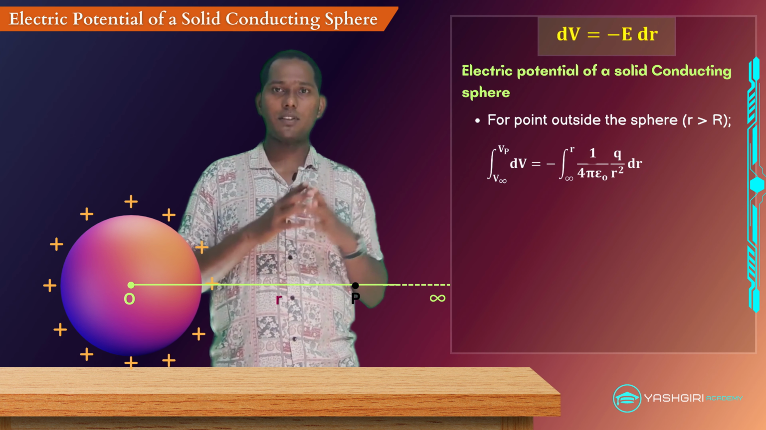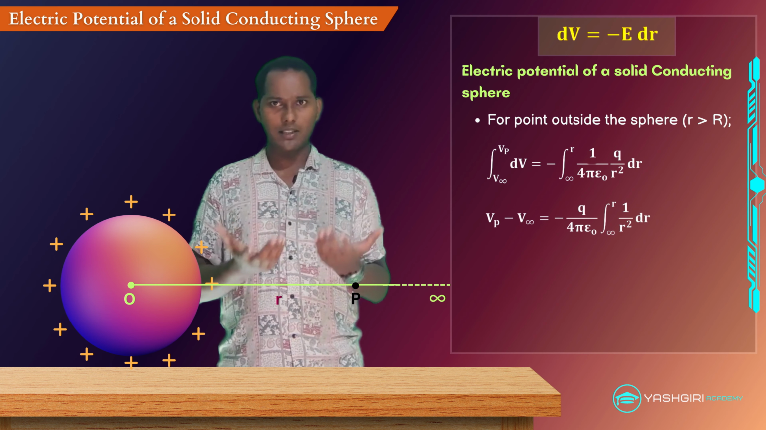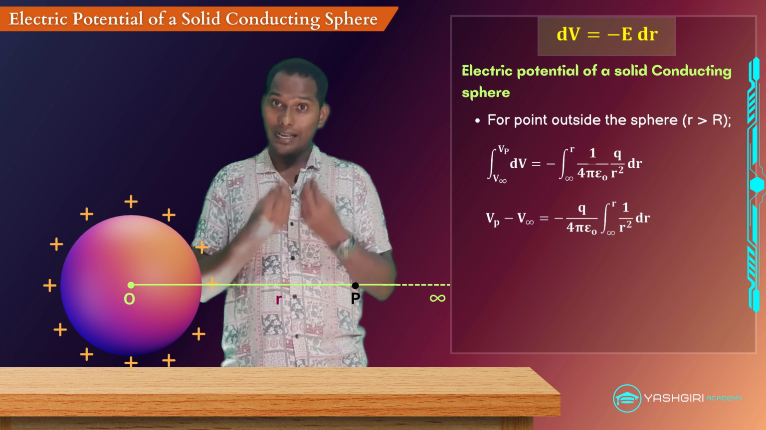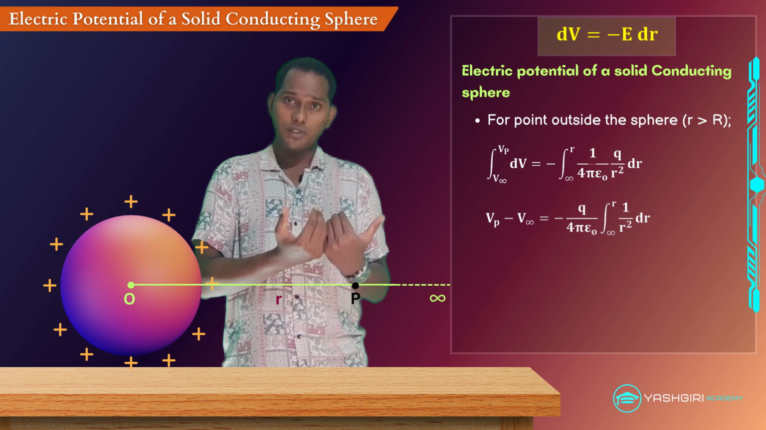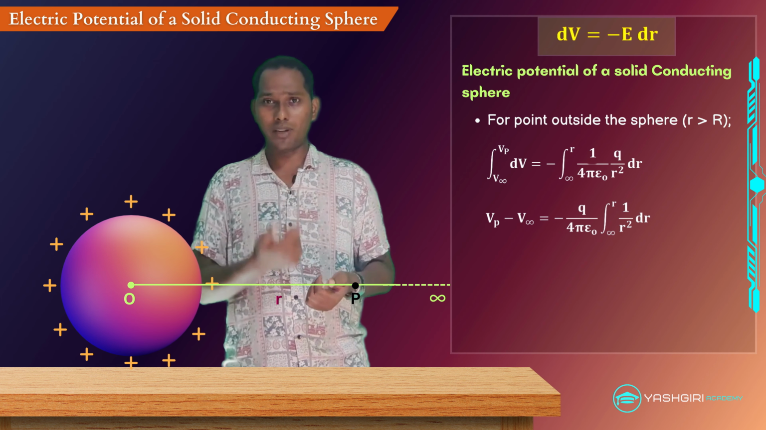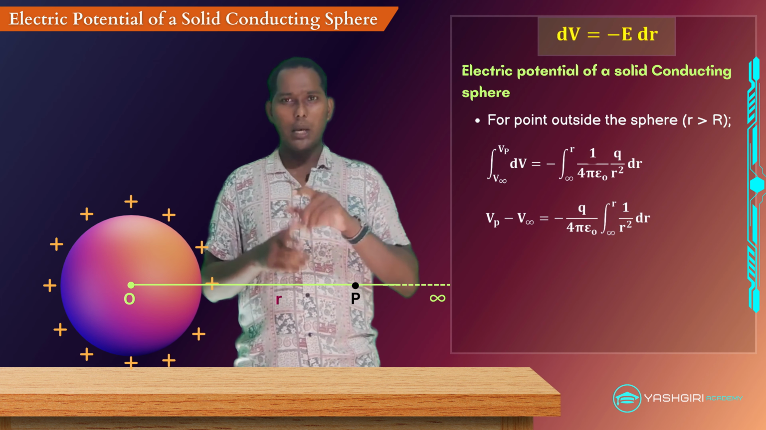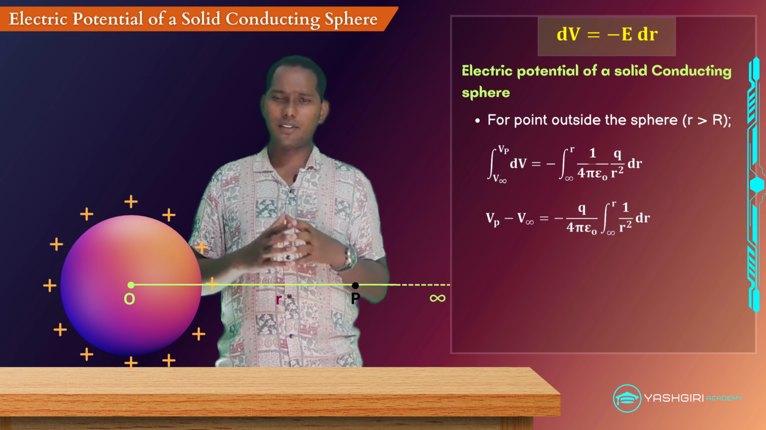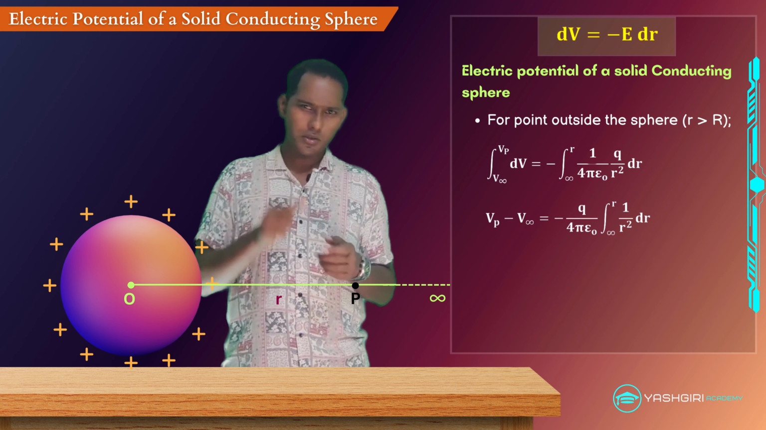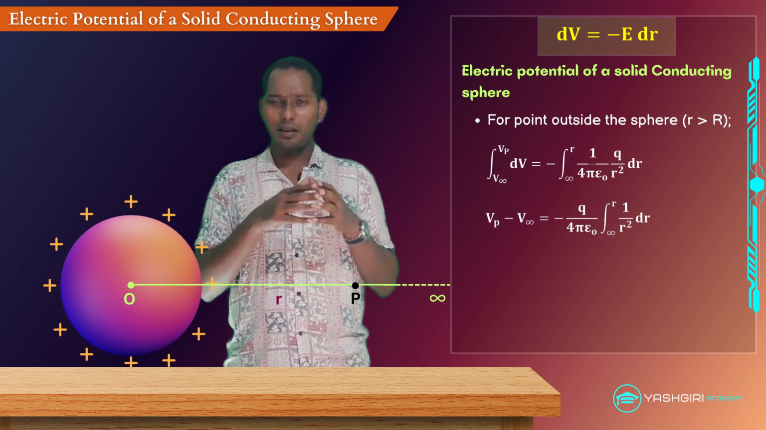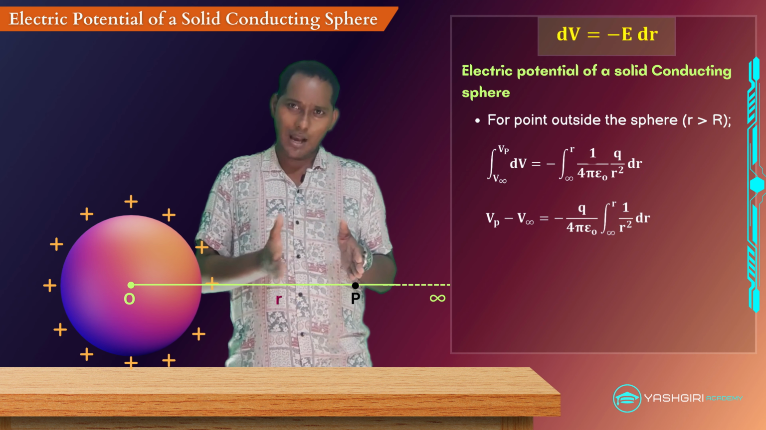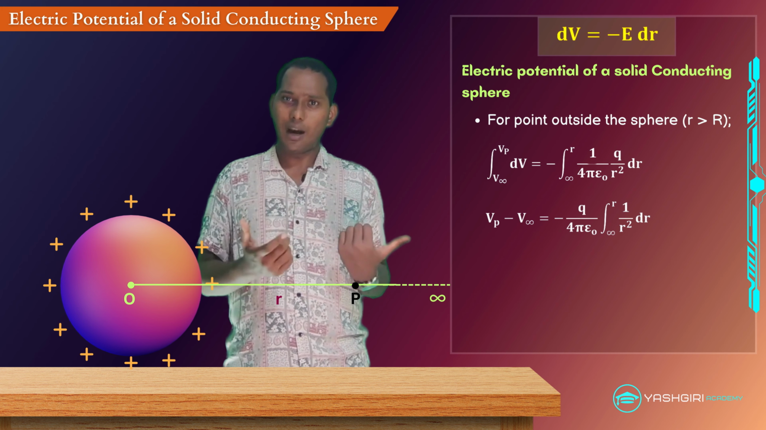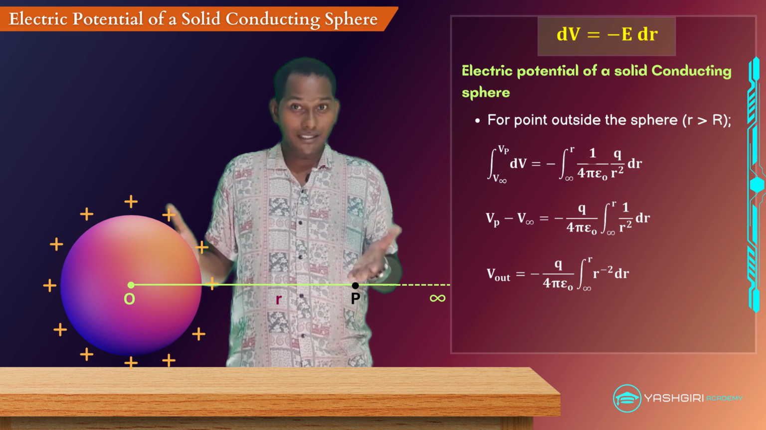Well, now on the left hand side you see the potential at point P minus the potential at infinity will be equal to minus, I can take q upon 4 pi epsilon naught, a constant, out, and it is going to be the integral of 1 upon r square dr, limits infinity to r. Now I know that, students, the potential at infinity is going to be 0, right? So on the left hand side I can write it as the potential at point P. Let me write it as V out, outside the sphere.